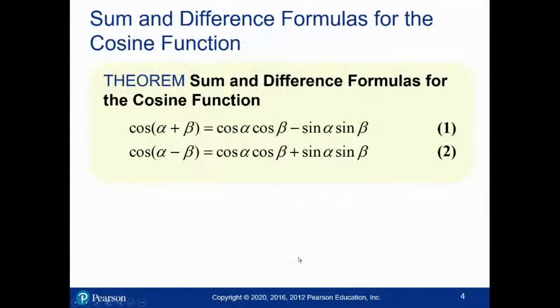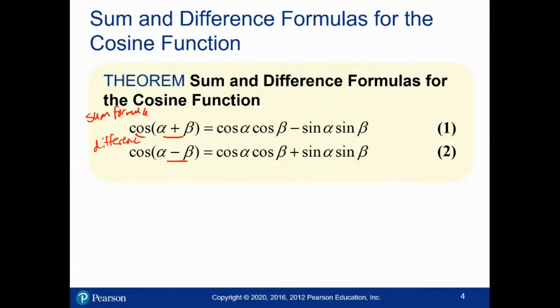Okay, so here are some formulas for the cosine of either a sum of two angles or the difference of two angles. The first one is called the sum formula for cosine. The second is called the difference formula. I think it's pretty apparent. I have a sum or a difference. Don't worry about memorizing these formulas, okay? You can look them up. You're given a formula sheet to refer to on exams, so you don't have to memorize formulas.